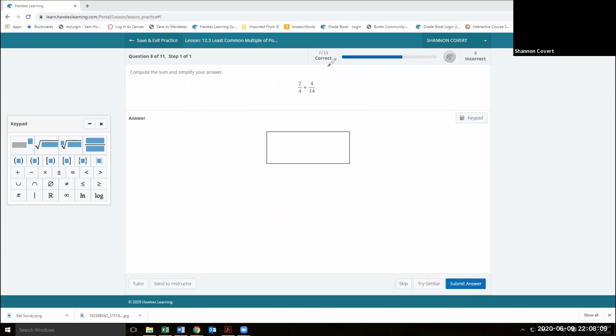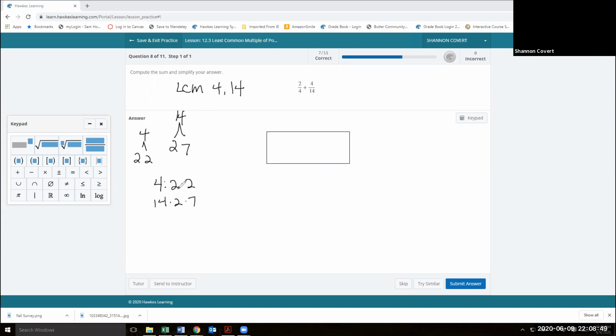Our next problem, we're back to adding together two fractions. So I have 2 over 4 plus 4 over 14. So I need the least common multiple between 4 and 14. So do the factor tree for 4, I have 2 times 2. Factor tree for 14, 2 times 7.